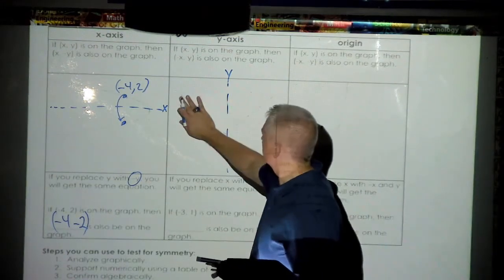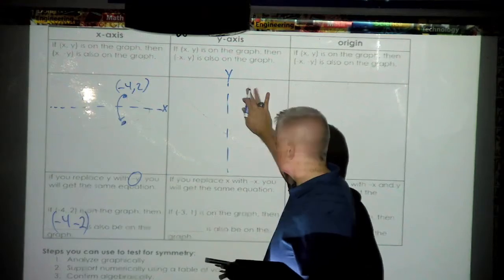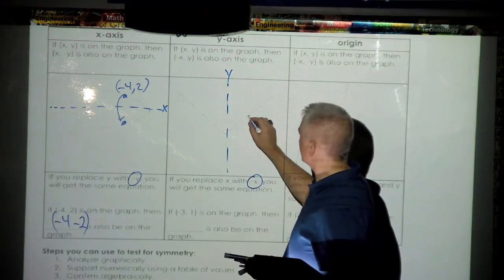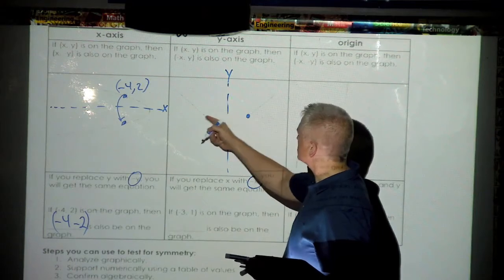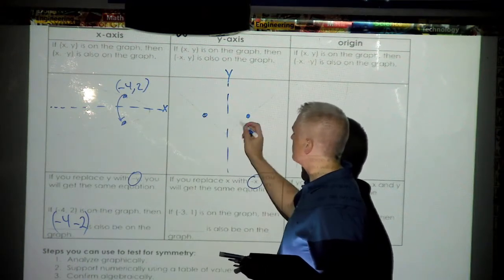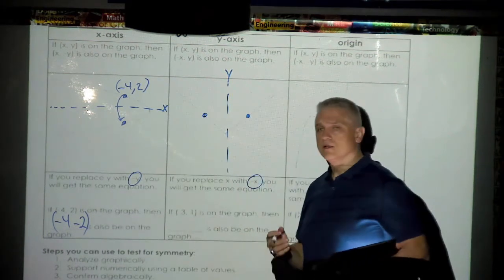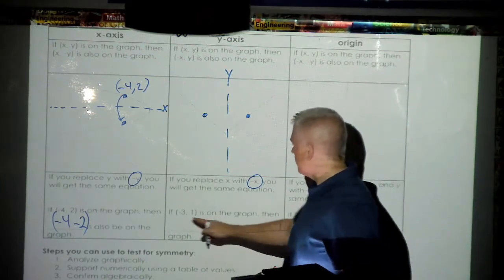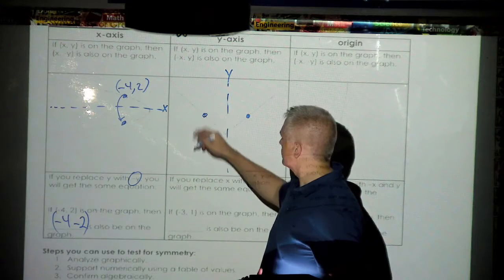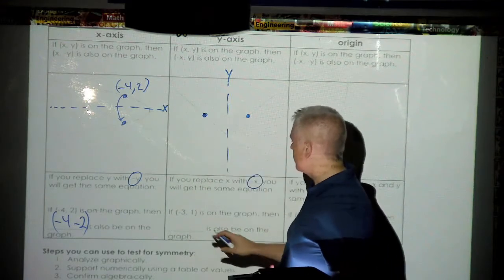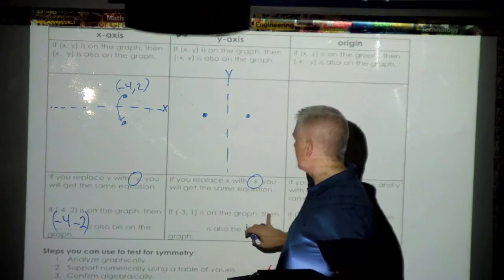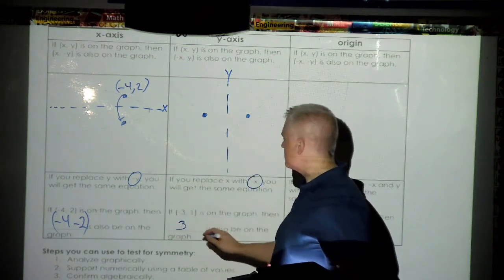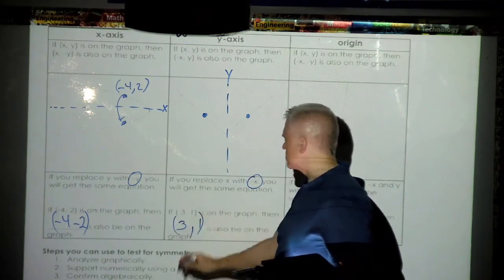So here, with the y-axis, if you change the sign of x, say we have a point right here, but you keep the y the same, it's going to be symmetric to the y-axis. So if negative 3, 1 is on your graph, then change the sign of x to positive 3, keep the y, and 3, 1 is also on there.